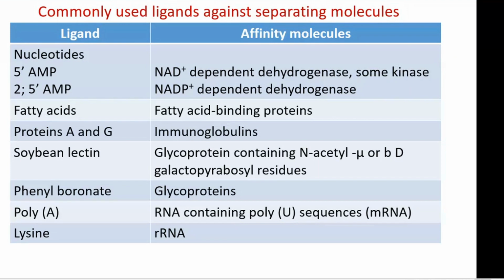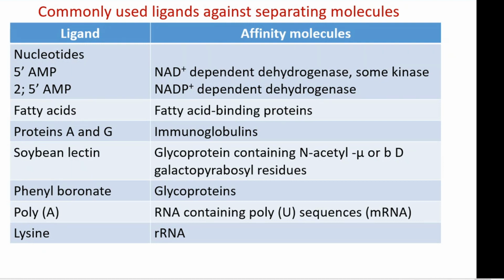Then protein A and protein G can also be used as ligands. And usually protein A and protein G are especially required for isolation of immunoglobulins because they bind immunoglobulin molecules. So the immunoglobulin molecules will get attached to these protein A or protein G ligands, so that you can isolate the immunoglobulins.